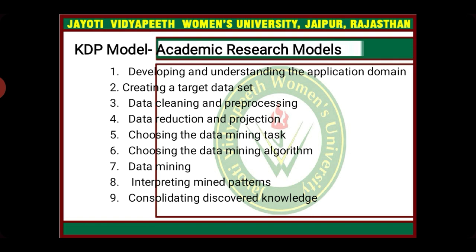Sixth is choosing the data mining algorithms. In this step, selecting methods to be used for searching for patterns in the data, deciding which models and parameters may be appropriate, matching a particular data mining method with the overall criteria of the KDD process. The seventh step is data mining. Searching for patterns of interest in a particular representational form or a set of such representations such as classification rules or trees, regression, clustering, and so forth. Eighth is interpreting mined patterns, and the ninth step is consolidating discovered knowledge.